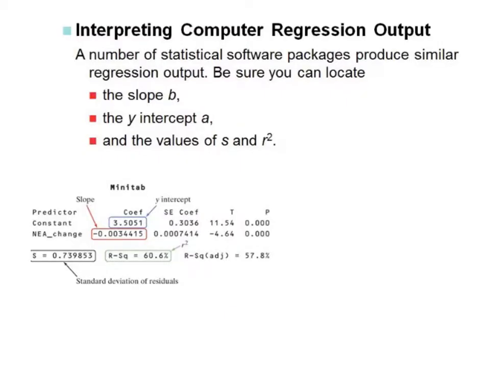So, one of the ways the AP exam has asked these questions the past couple of years is with computer output. And it's a pretty easy thing to read. It's a little confusing at first. And the program that the AP exam uses is what's called Minitab. You can see this Minitab output right here. What we need to be able to find is the slope and the y-intercept and the values s and r squared.